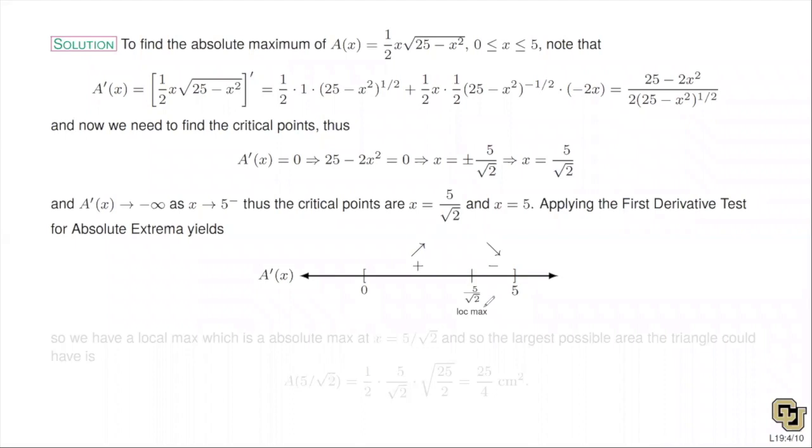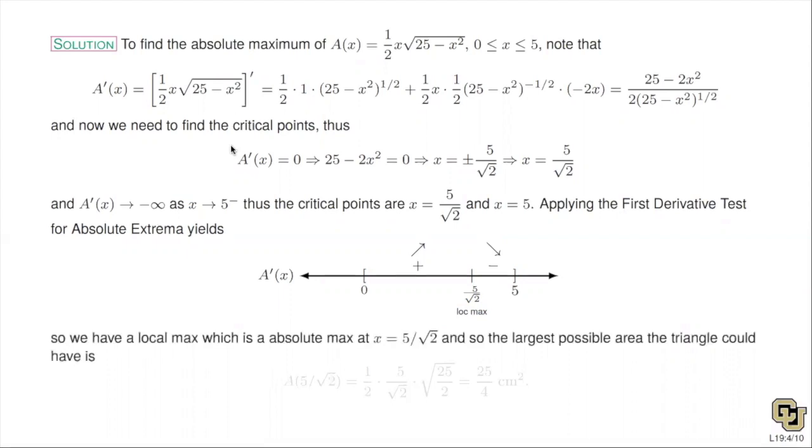So not only do we have a local max at 5 over root 2 in this case, but because there's just one critical point here, we also have an absolute max based on the geometry. As I said, this is unusual, to use the shape to classify an absolute extrema. And we must answer the question asked, what is the largest possible area? So now I'm going to take x equal to 5 over root 2 and plug it in to this area function, and then calculate the numbers.